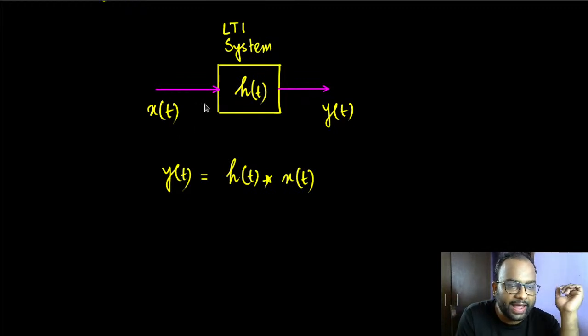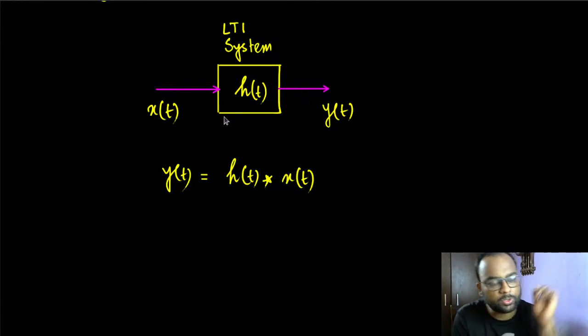Also, we derived that if we excite the system with any arbitrary signal x(t), and if the impulse response of the system is h(t), then the convolution of h(t) and x(t) gives me the output of that system to this input.